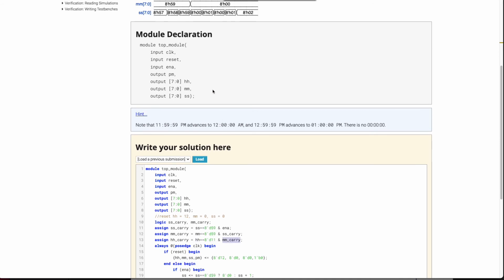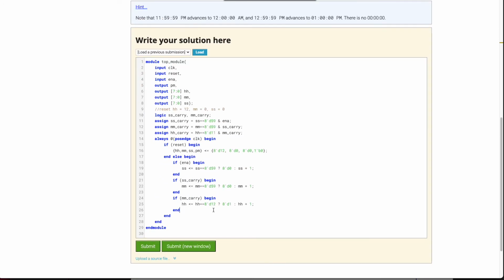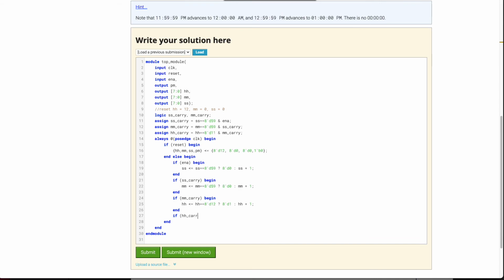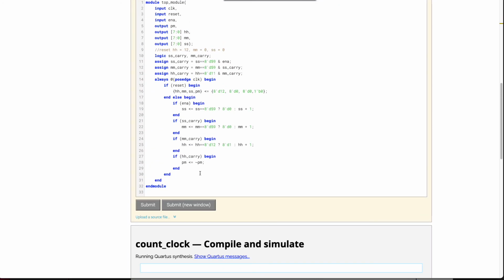59, 59. Then we flip the PM. And likewise, if it's 11:59, 59 PM, then we flip to AM. Then, if the hour carry, then just go ahead and do that. See if this compiles even.